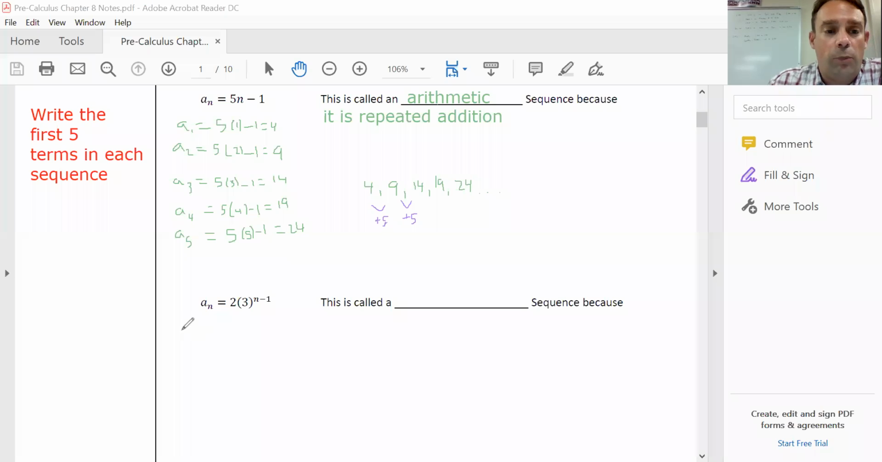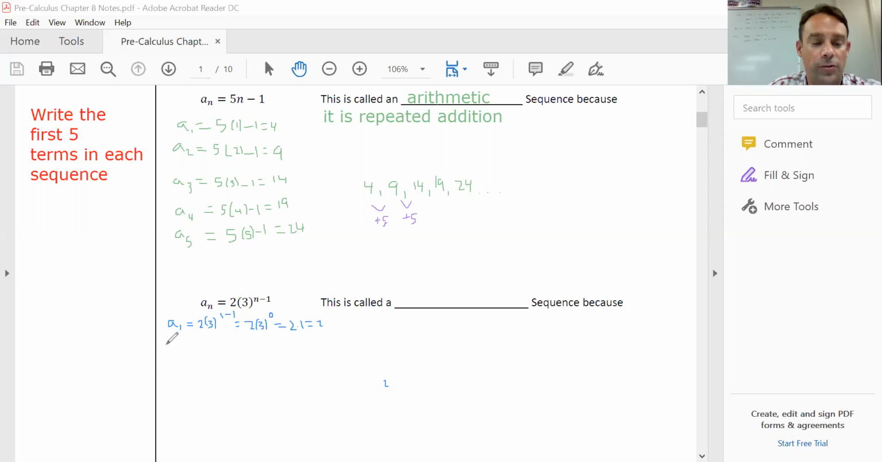Our next one here, if we plug these in, so a sub, oops, I want to use blue on this one. There we go. A sub 1. So we have 2 times 3 to the 1 minus 1. So that's 2 times 3 to the 0. So 2 times 1, which is 2. So the first term in this is the term 2.